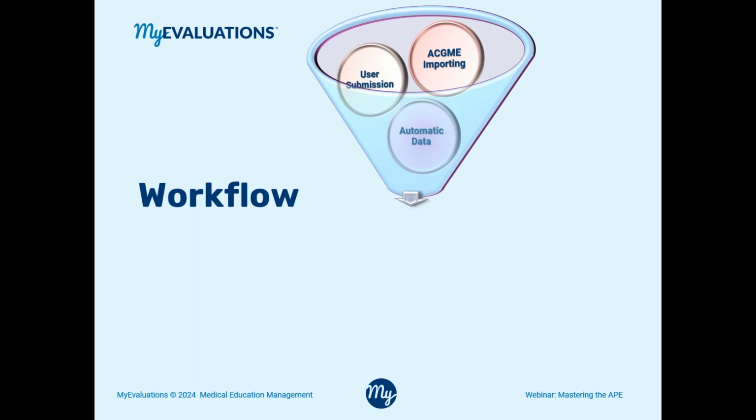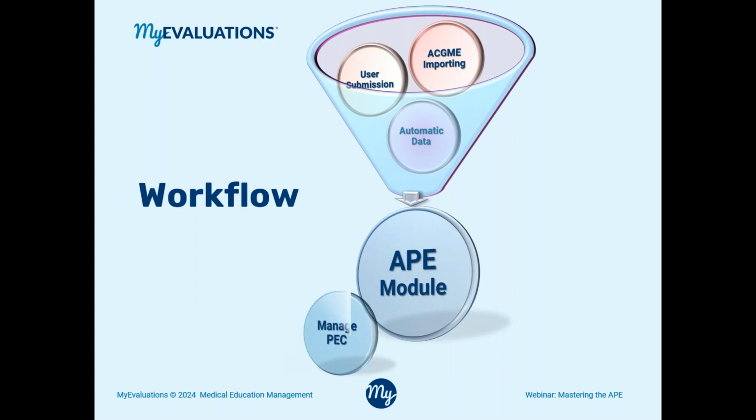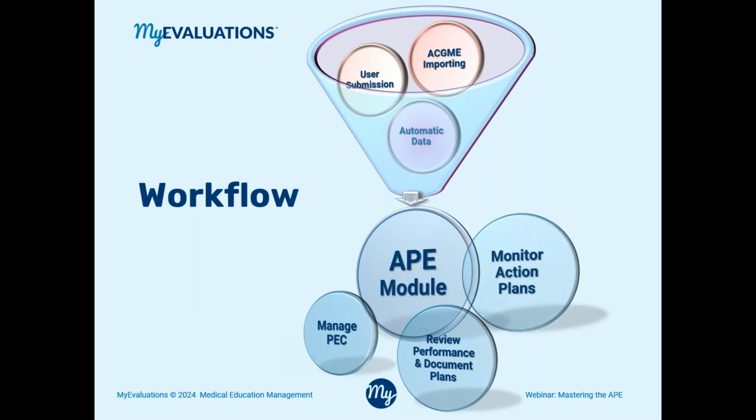The automatic data example would be the conference attendance as an example, or your evaluation and milestone performance, or your clinical hour performance. All of that is your automatic data. And then all this then feeds into the APE module, which then allows the program evaluation committee to review that information and provides you with performance documentation and plans that you can present as well. So this then connects to your ability to monitor all the action plans with automatic email notifications, allowing you to have overview of what's going on.